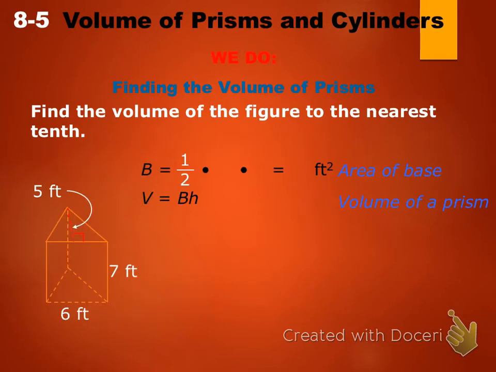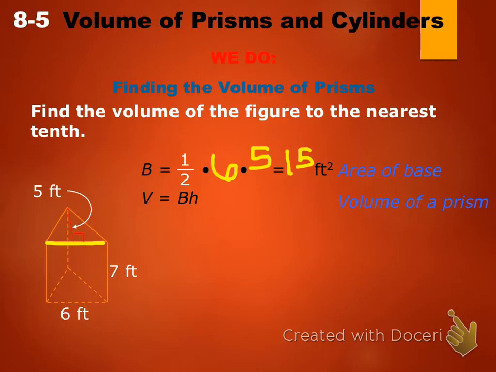Now if you look at this one, you will see that it is a triangular prism. So to find the volume of this figure, remember, the area of a triangle is half the base times the height. So that's what our capital B will be, is 1/2 our base. Remember, our base is the bottom of the triangle, which is going to be the 6 feet. And our height of the triangle is 5 feet. 1/2 times 6 times 5 is going to get us 15 square feet.